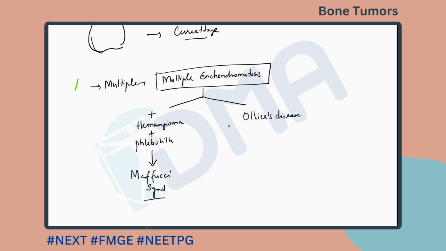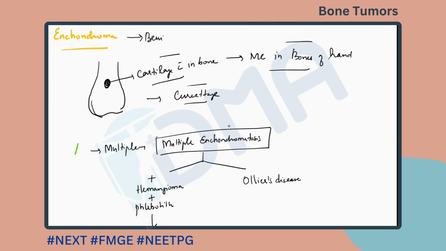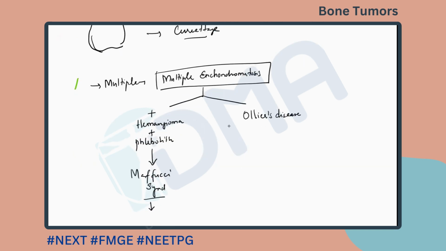Usually enchondromas are benign tumors. Very simple, very important. They are benign tumors. But if it occurs in Maffucci syndrome, there is a 100% chance of malignancy. In Ollier disease, there is a 30% chance of malignancy. Okay, clear? Do you understand what enchondromas are? Chondroma means cartilage. When it occurs within the bone, it is called enchondroma. Cartilage islands within the bone are called enchondromas.